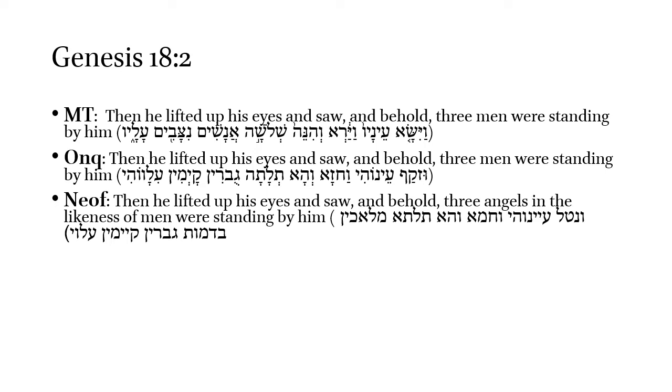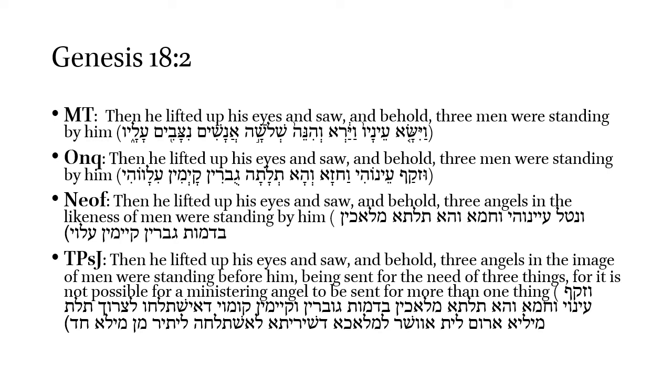Targum Pseudo-Jonathan, I'm just giving you the first part of Genesis 18:2 in Pseudo-Jonathan because the expansion goes much, much farther. Then he lifted up his eyes and saw, and behold, three angels in the image of men were standing before him, being sent for the need of three things, for it is not possible for a ministering angel to be sent for more than one thing.